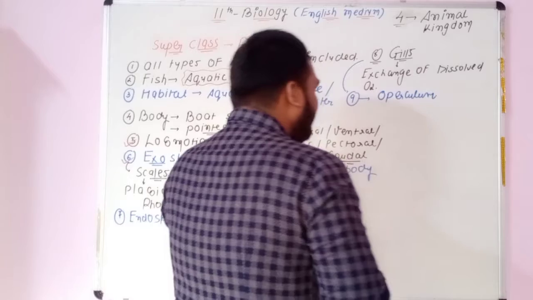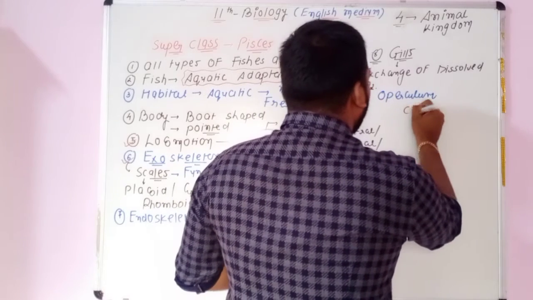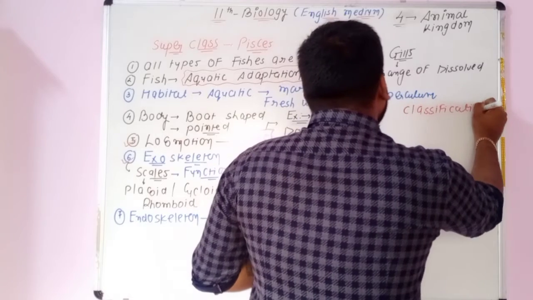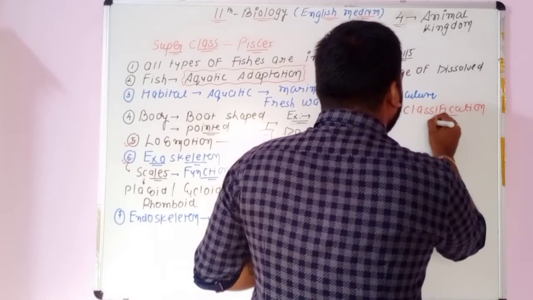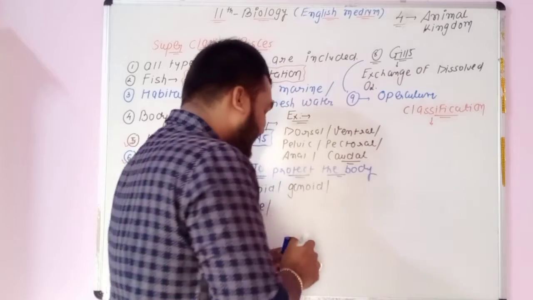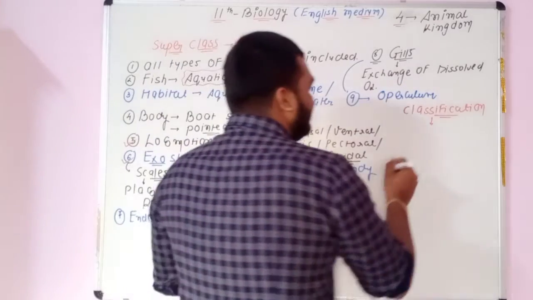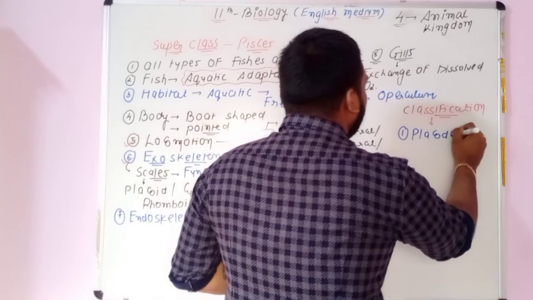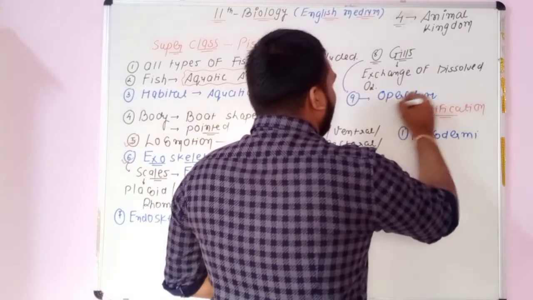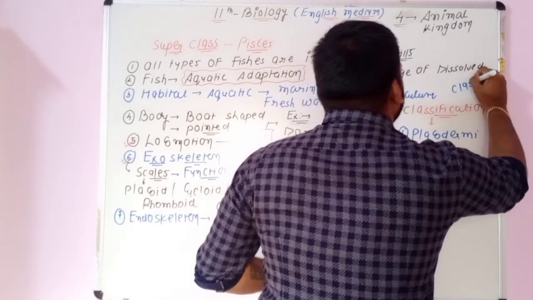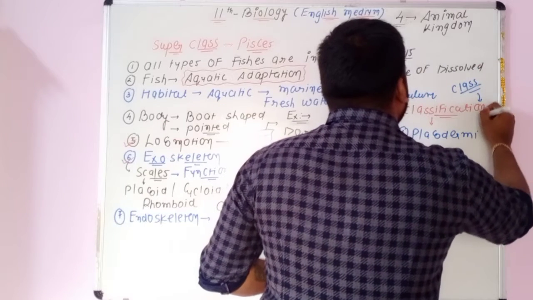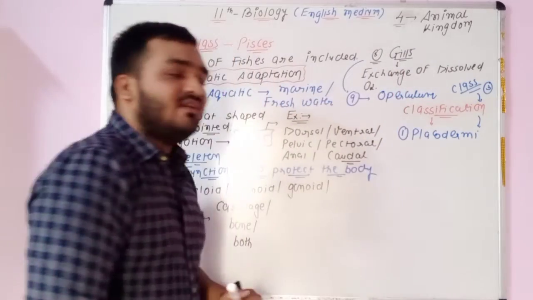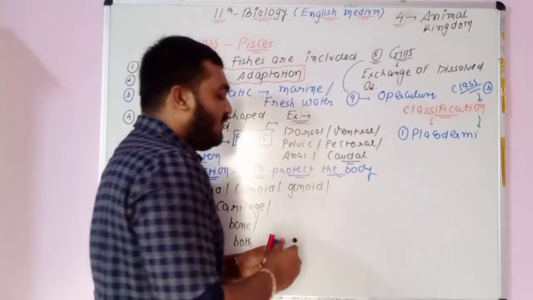Now, if we talk about the important one, the classification of superclass Pisces, there are main three classes. We are talking about the different types of classes of superclass Pisces. You will remember three classes are there. The first one is known as Placodermi.